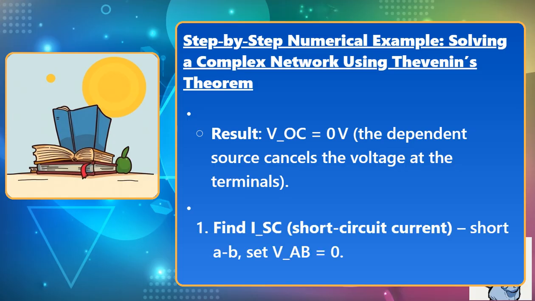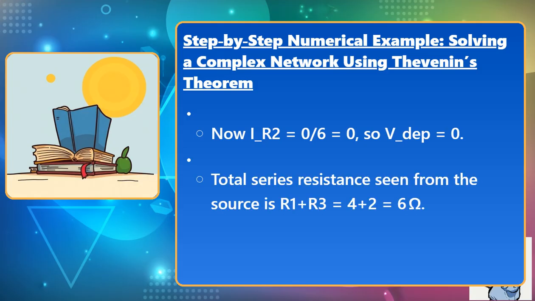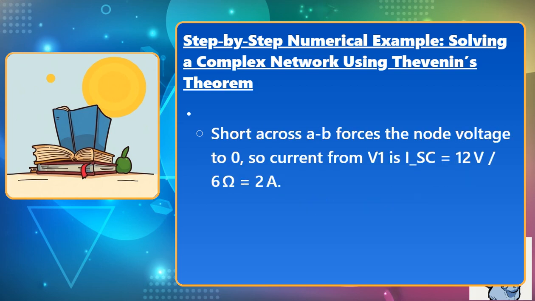Find I sub SC, the short circuit current: short A to B, set V sub AB equals 0. Now I sub R2 equals 0 over 6 equals 0, so V dependent equals 0. Total series resistance seen from the source is R1 plus R3 equals 4 plus 2 equals 6 ohms. Short across A B forces the node voltage to 0. So current from V1 is I sub SC equals 12 volts divided by 6 ohms equals 2 amperes.